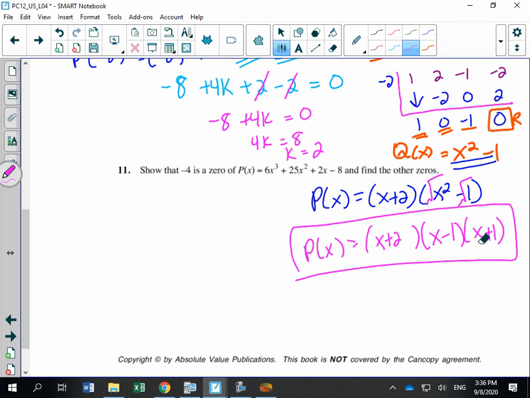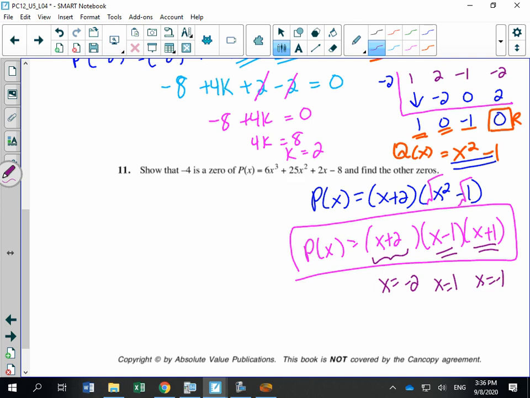So my polynomial, completely factored, is going to be x plus 2, x minus 1, x plus 1. And one last thing I want to make sure that everybody understands, if I said, what are the roots of my polynomial? What are the zeros of the polynomial? You know that this root is negative 2, this root is 1, and this root is negative 1.